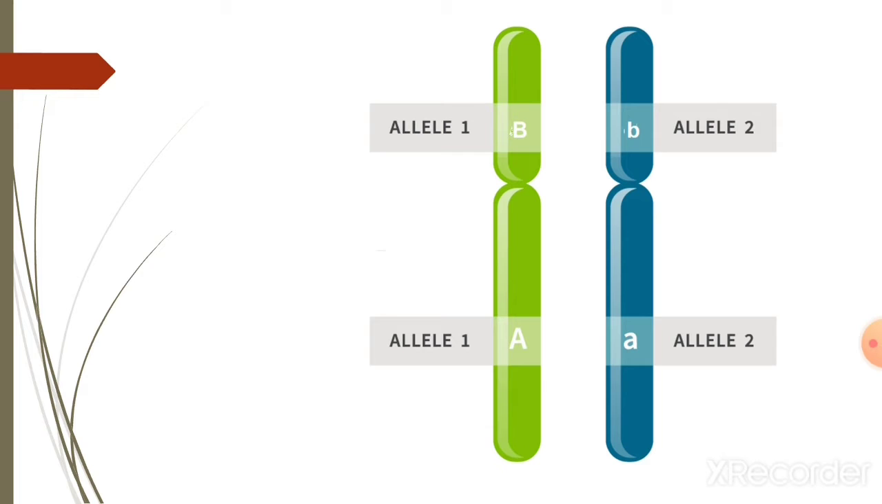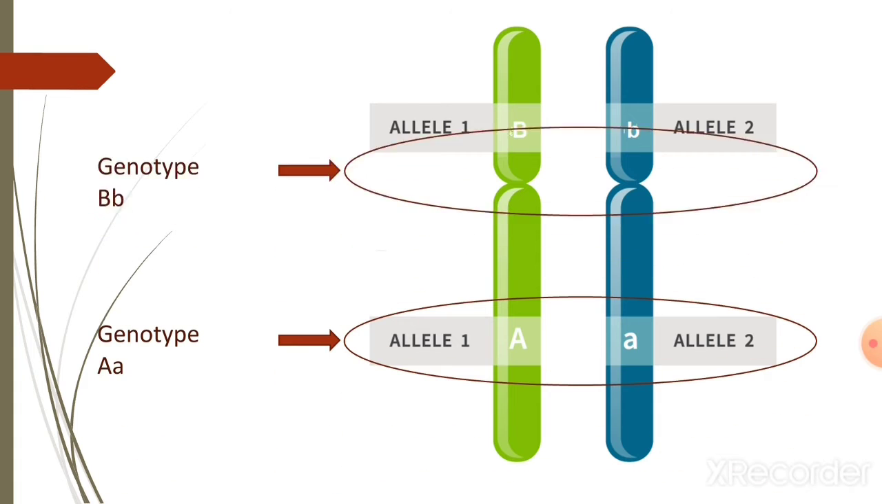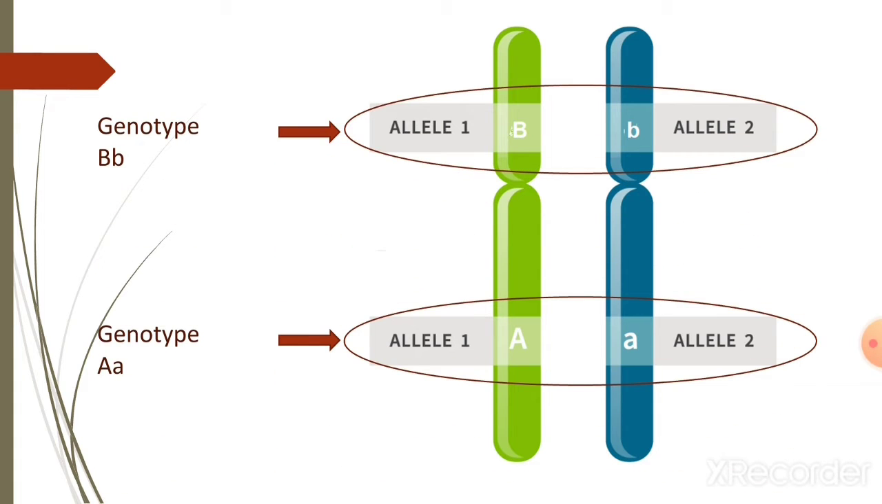Look at this figure. Here is a pair of homologous chromosomes which has two genes, or we can say four alleles. The set of one pair of alleles is known as the genotype of that gene. Look at the figure. This is the genotype for gene A, and this is the genotype for gene B.